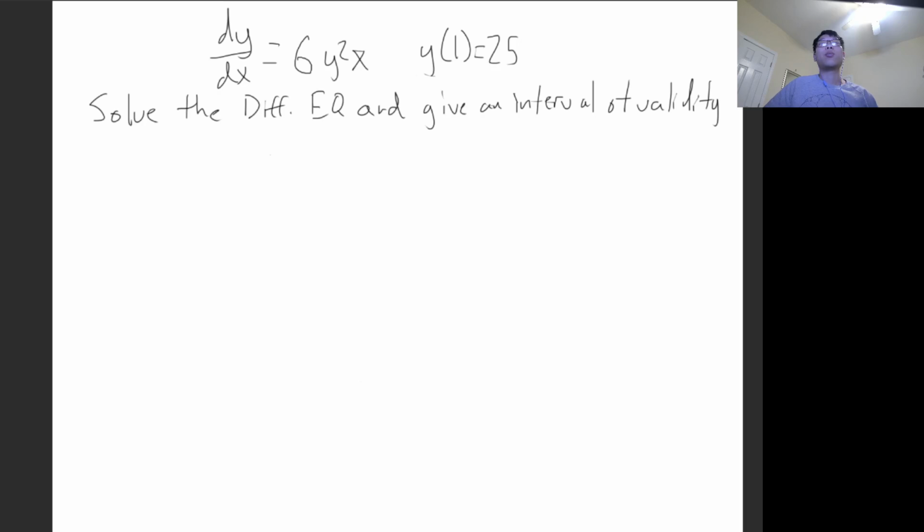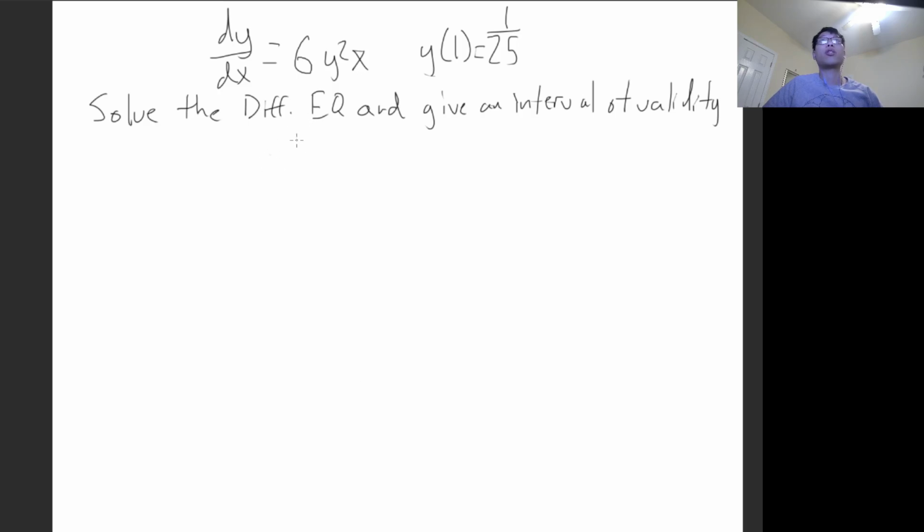Let's work through this example. We have the differential equation dy/dx equals 6y squared x, and y of 1 equals, this should be 1 over 25. We want to solve the differential equation and give an interval of validity.